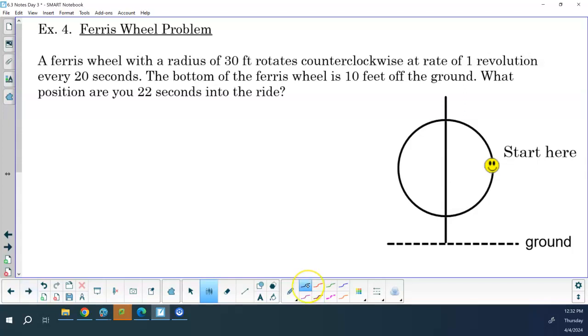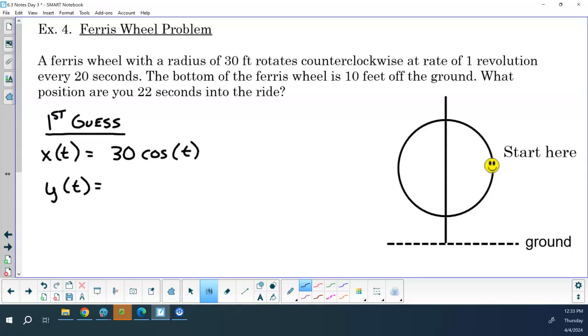Okay? So let's get our first guess at the circle. What would the parametric equation be for this circle? I need an x of t, and I need a y of t. Radius 30. Sine or cosine? Cosine of t. Anything else to add there? Nope, sounds good. Radius 30. Sine or cosine? Sine of t. Anything else to add?